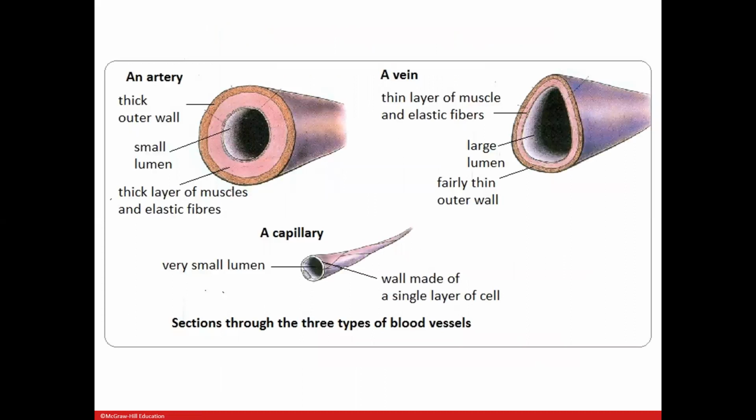Just a visual, an artery, as you can see, has a thick outer wall. They have a thick layer of muscles over here to control blood pressure and a small lumen in comparison to a vein that has a larger lumen, but the rest of the structure is small. And in comparison to a capillary, which has a very tiny lumen and the walls are just single-layered cells.